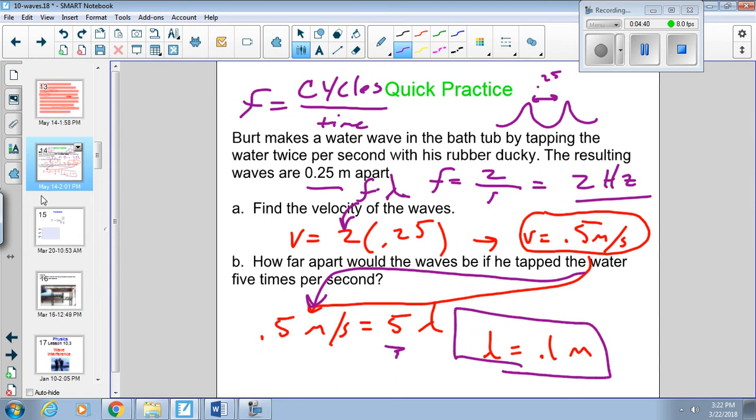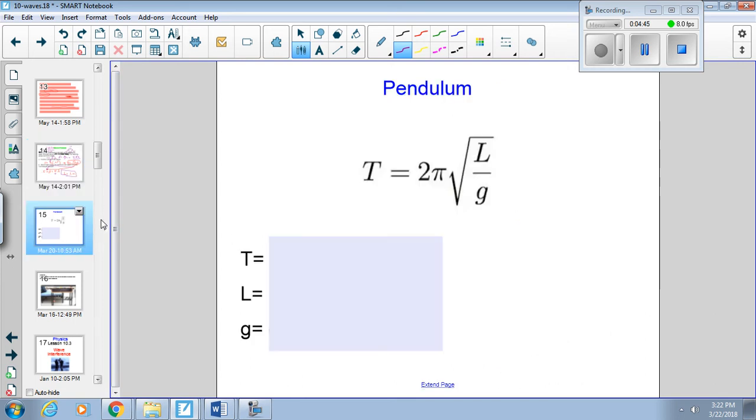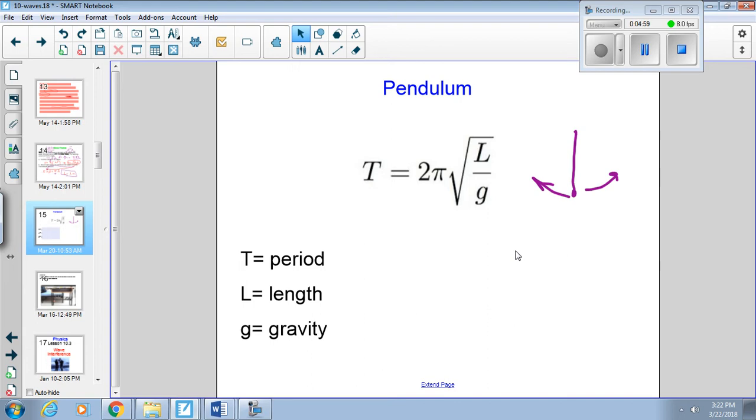Alright, the next thing we have here is dealing with a pendulum. A pendulum is an object that goes back and forth, right? And this is going to be affected by the length of the string and gravity.